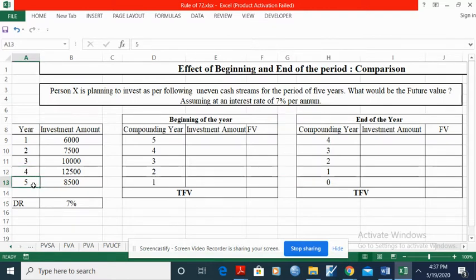So what about the fifth year? At the end of the fifth year, he is depositing 8,500 rupees. At the end of the fifth year itself, you are calculating the total future value. So there is no compounding at all here. There is no compounding at all.